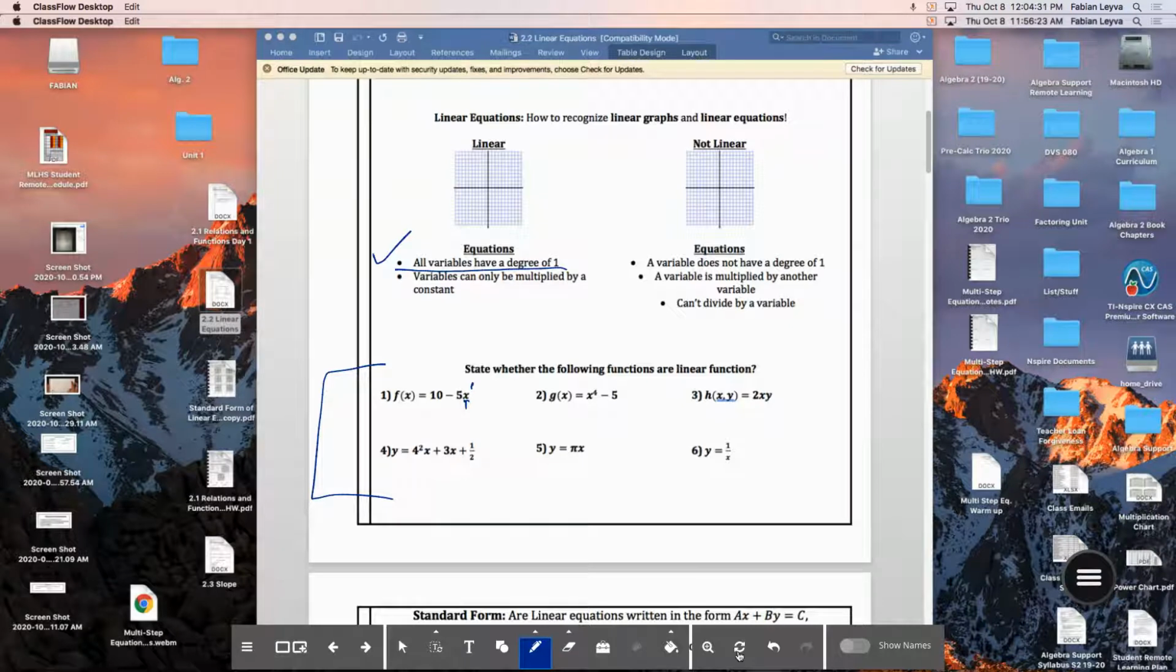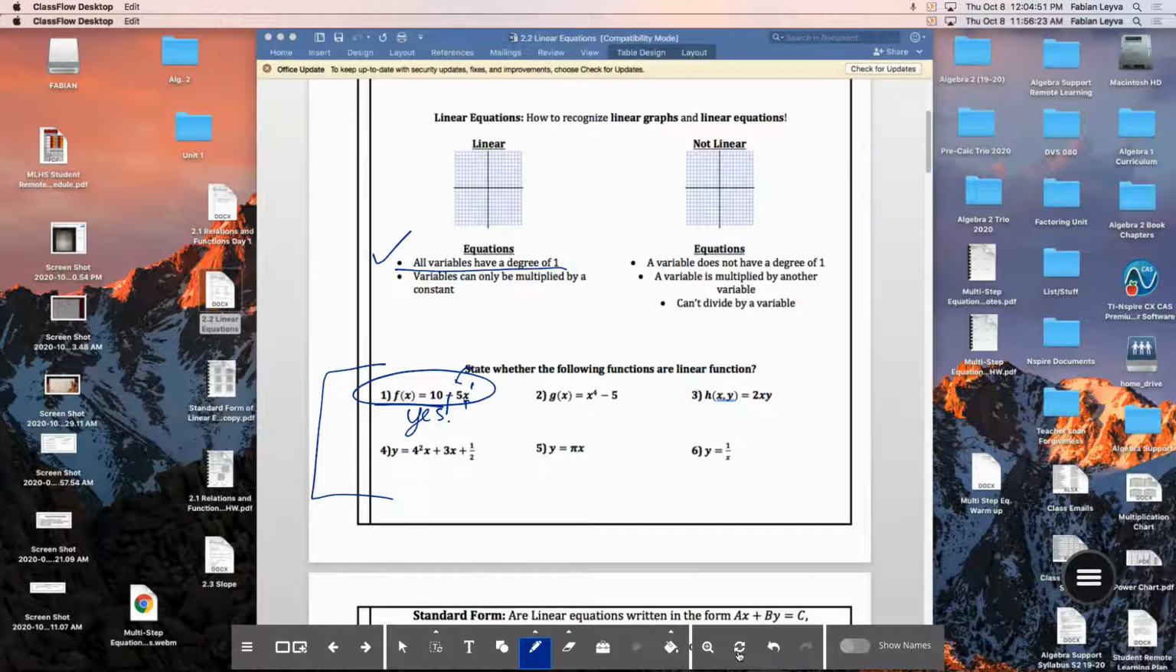Are all variables multiplied by a constant only? Again, we only have to concentrate on that variable. Notice that the only thing multiplying is a -5. A -5 is just a number. It's a constant. That means if I were to graph this on a graphing calculator, if you were to graph it yourself, yes, you would have a linear graph. That is a linear equation.